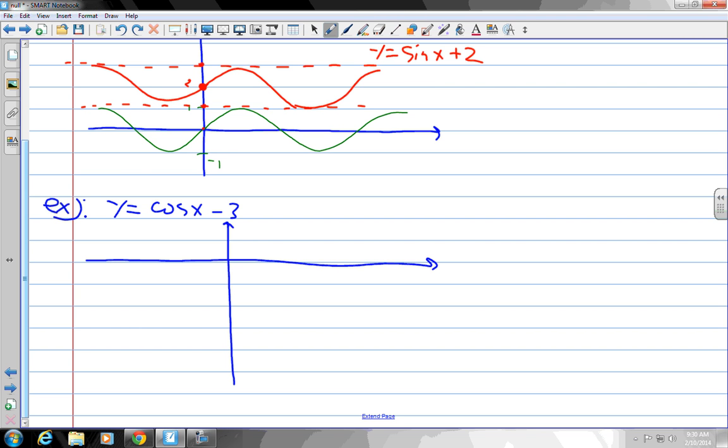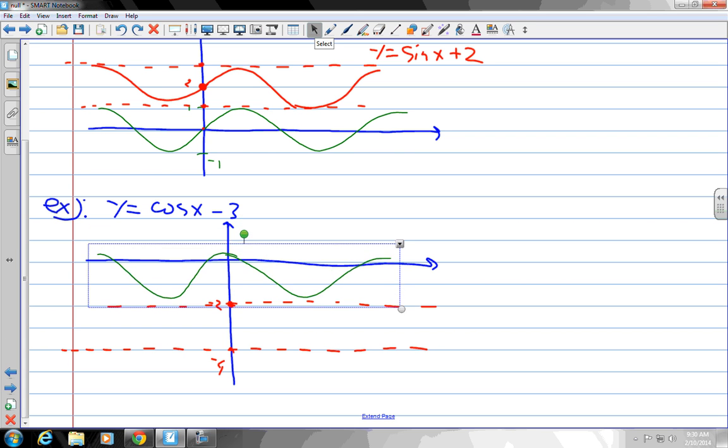So the original cosine did this. This is the original cosine curve. Now its new range, since we're subtracting 3, 1 becomes -2, and that's also the y-intercept, right? And it's going to go all the way down to -4. So the cosine is going to be in between these two lines, right? So I can just do this.